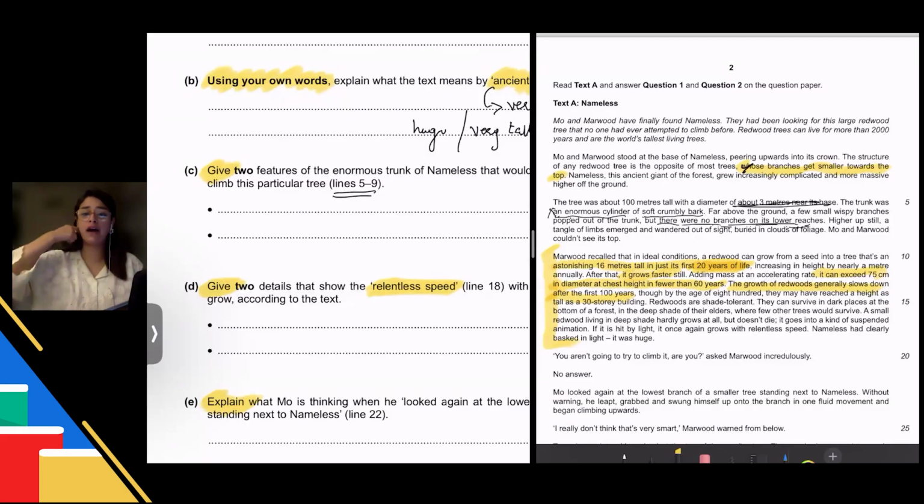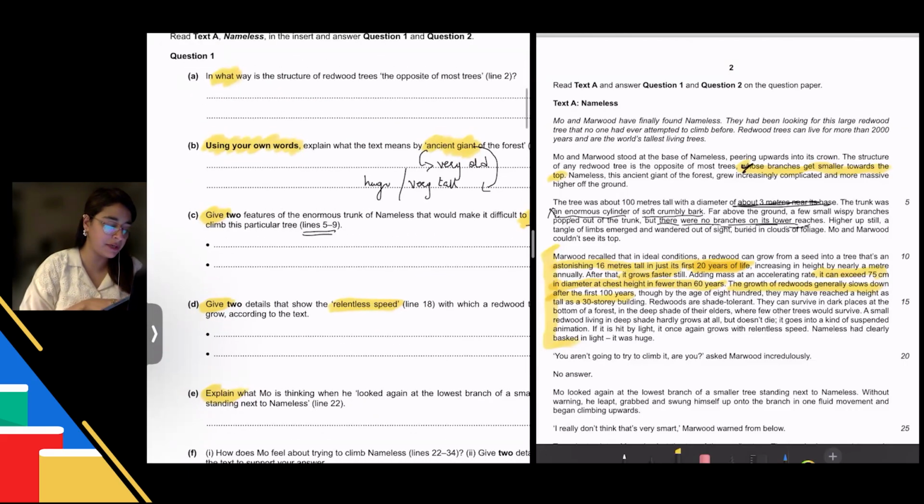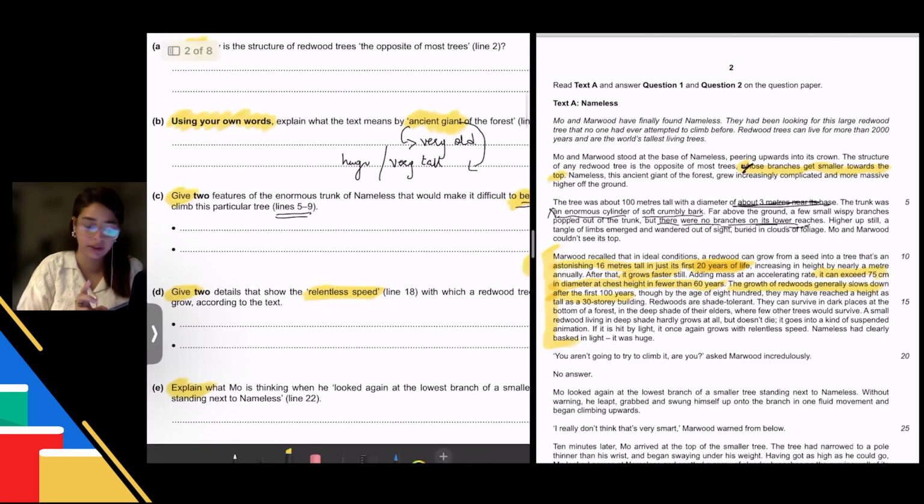So again, an idea of how light impacts its relentless speed. Since the question is talking only about the speed, we do not talk about the conditions in our answer, and only mention 2 things. The first one being that its height would reach about 16 meters in just the first 20 years of life. So that's one piece of information I do not need to rephrase.